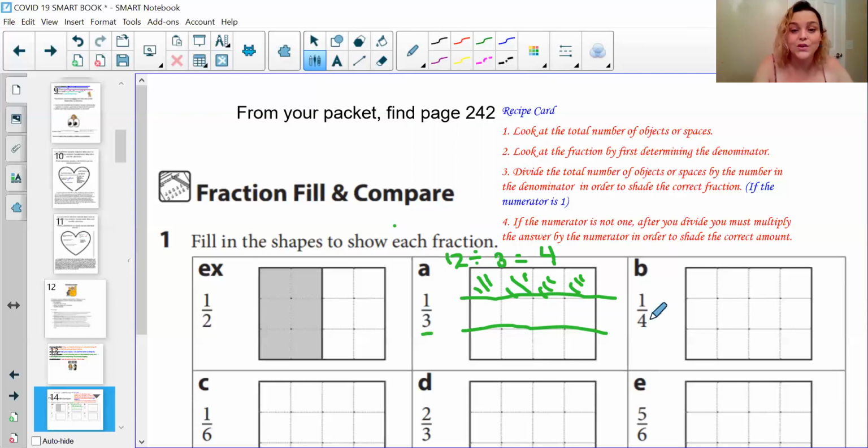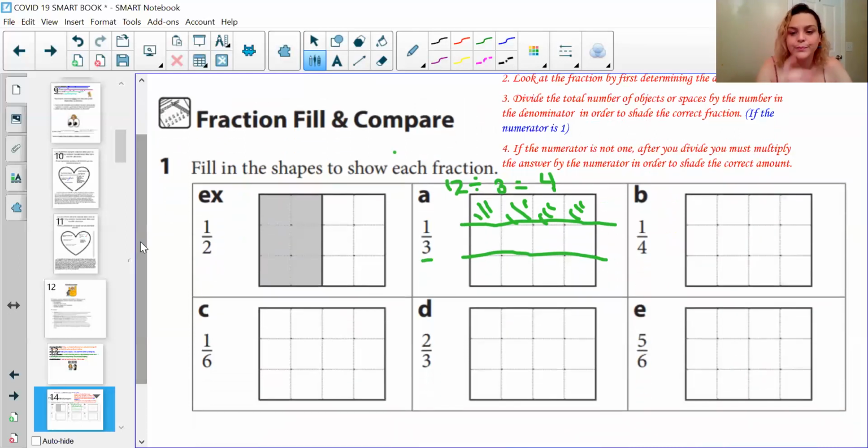Okay, that's when the numerator is a 1, but there's an extra step if your numerator is a higher number. So let's do that one next. I'm actually going to leave B, C, and D for you. And I'm going to do E for you. So you're going to do that one with me right now. So I'm going to go back to my recipe card.